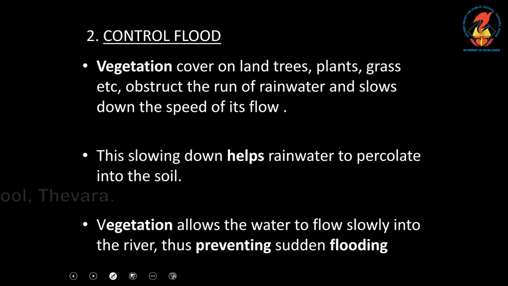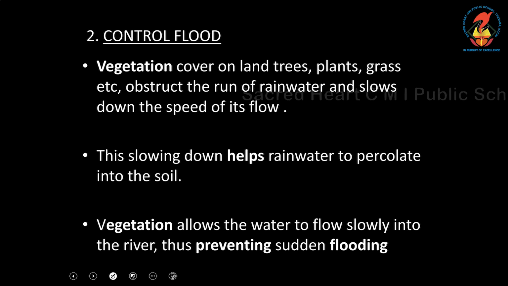Okay, so when the forest cover in an area is removed, it will cause flood. Hence, the forests are very important resources in our nature which help in controlling flood.